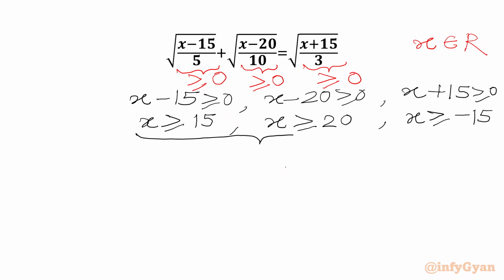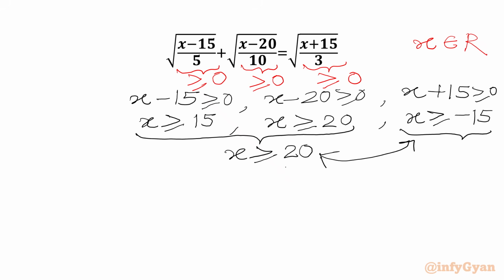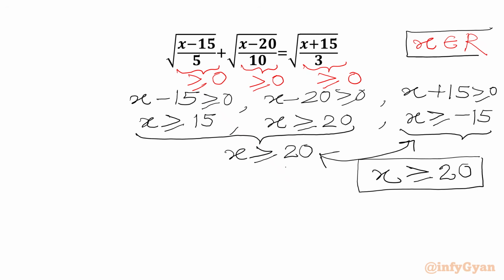Now, from the inequalities on the LHS, we get x should be greater than or equal to 20, and from the inequality on the RHS, x should be greater than or equal to minus 15. We'll take the intersection of both and get the final condition on x: x should be greater than or equal to 20. So for x to be a real number, our x should be greater than or equal to 20.